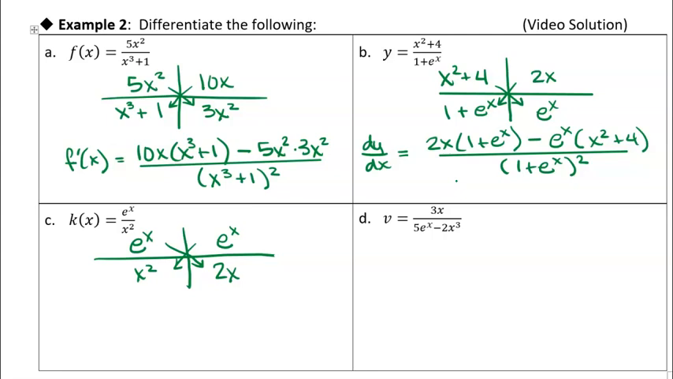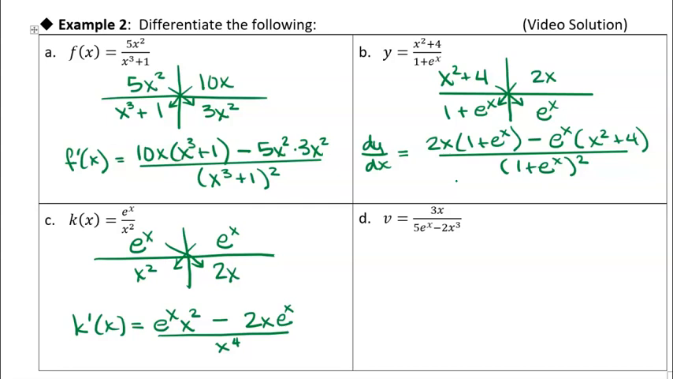And k prime of x is equal to e to the x times x squared minus 2x e to the x, or either way. I usually just like to have my constants in the front. And then we're going to divide by x squared squared, which is x to the 4th. Or you could write x squared squared. That would be fine too. But I'm just going to write x to the 4th.